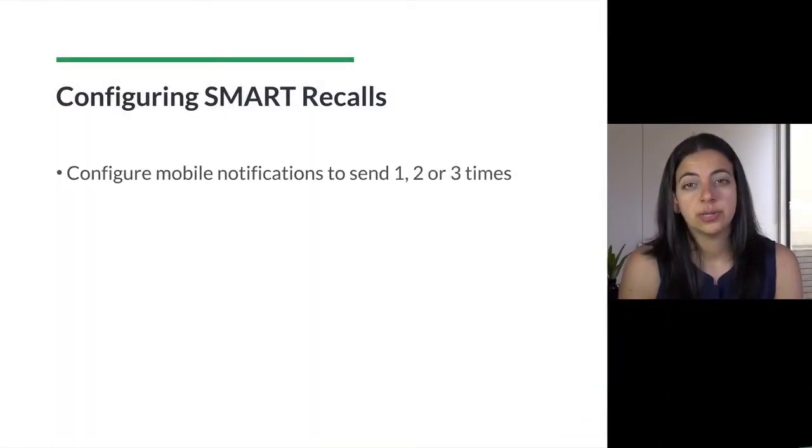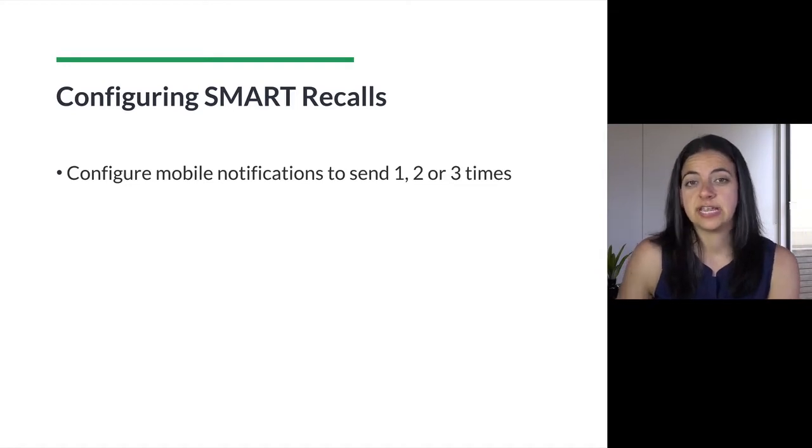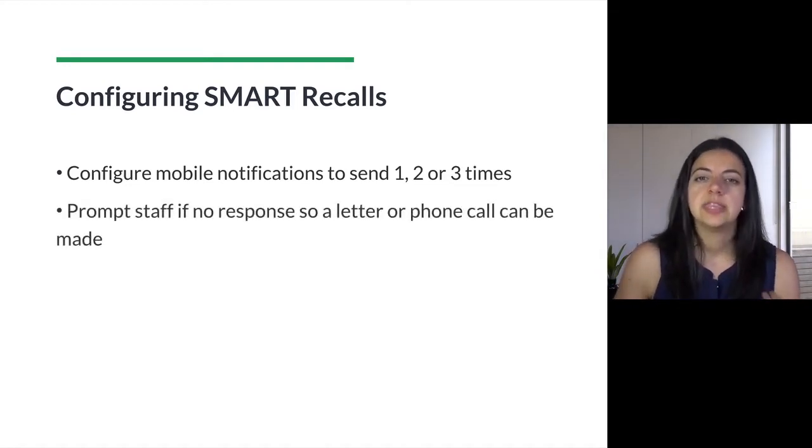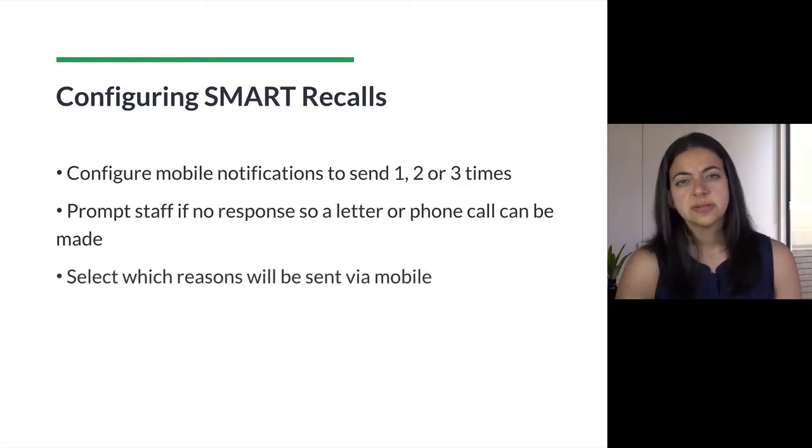You can configure the mobile notifications to only go out once, or to make up to 3 different attempts, each one a week apart, and to then prompt the staff in charge of recalls if there's been no response, so that either a letter or phone call can be made if you wish to chase up or follow up those patients a final time.